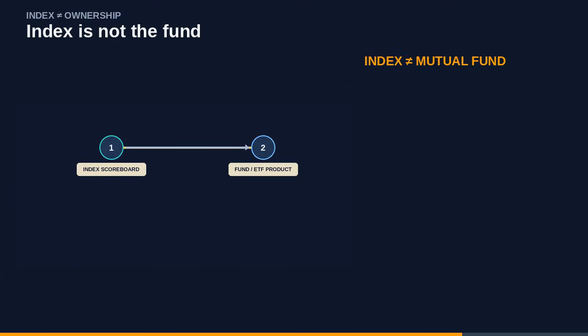The index is also not a mutual fund. A fund or ETF is a product that holds securities for investors and may aim to track the Nifty 50 methodology. The index publishes the rules and the level. The fund holds a portfolio and issues units. Saying you follow the Nifty is not the same as saying you hold units of a Nifty 50 index fund. Index first, product second.